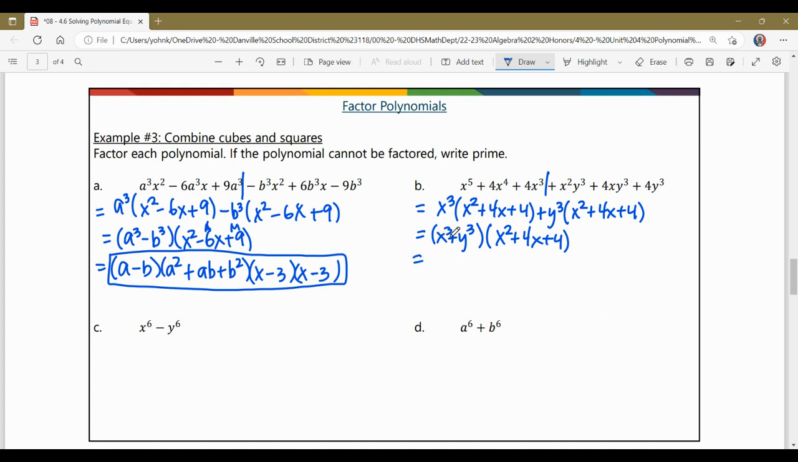All right, now x cubed plus y cubed is the sum of two cubes. That's x plus y, x squared minus xy plus y squared. And x squared plus 4x plus 4, that's a quadratic with a 1 in front, so I can add and multiply. They add to get 4, multiply to get 4, so that's a plus 2 and a plus 2. If I wanted to, I can write it as a quantity squared.